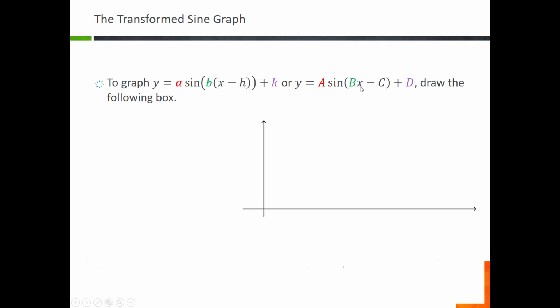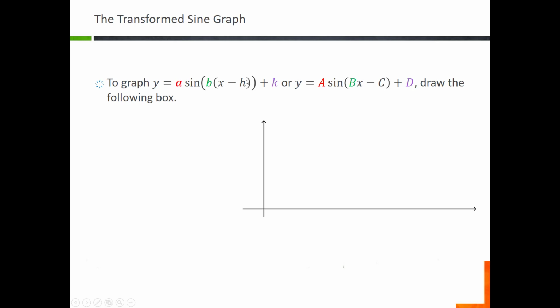Now, some textbooks may get rid of the inner parentheses and distribute the little b. So I've also included that here. Capital A sine of capital B x minus capital C, close parentheses, plus capital D. The capital A and little a are the same thing. They're both amplitude. Okay, capital B and little b, same thing. They both represent the horizontal stretch. K and capital D represent the same thing. It's a vertical shift, up or down. So the only thing that's really different here is the h and the C, okay?